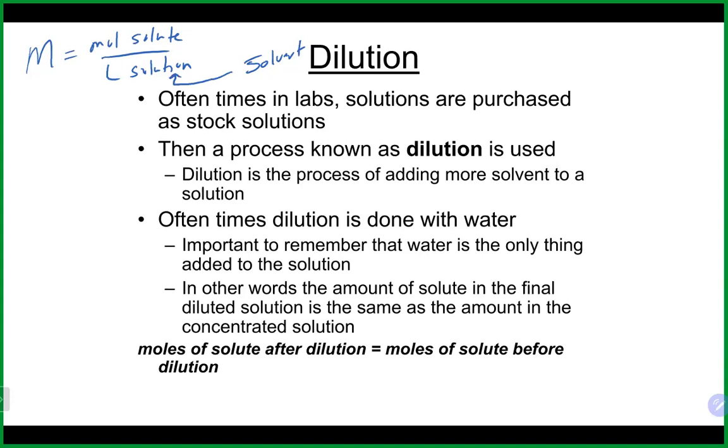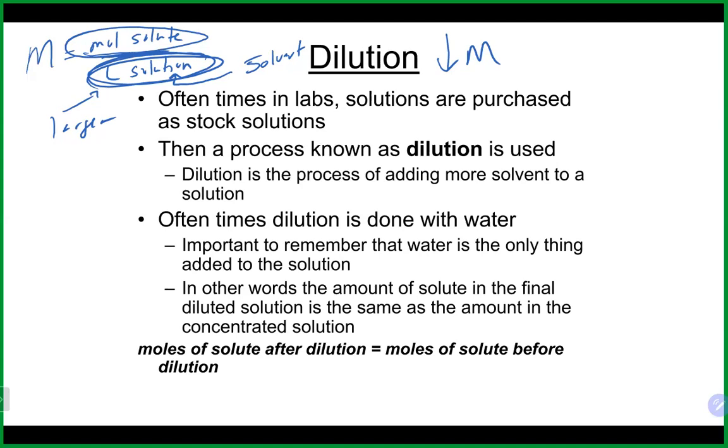So when we add more solvent, we're actually increasing the volume of the solution, which means we have a larger number on the bottom, smaller number on top. The molarity goes down. The actual moles stay the same, but the molarity will decrease because this bottom number is getting larger when we add more water to it. So the molarity comes down. So the moles of the solute before the dilution will equal the moles after the dilution.